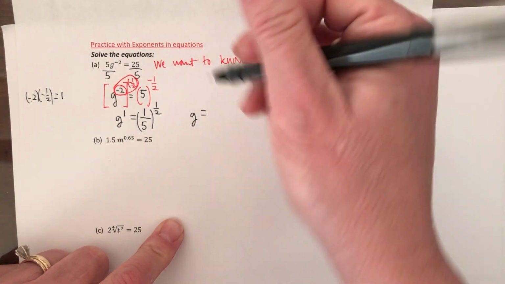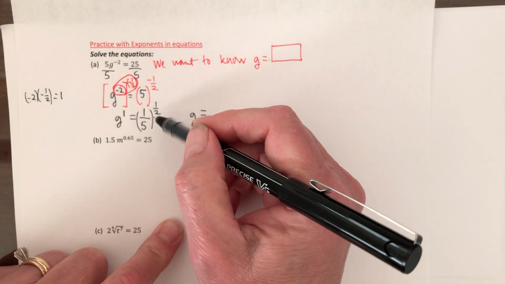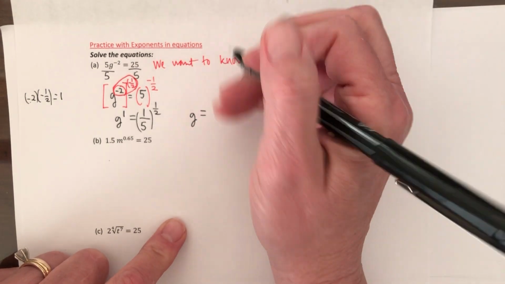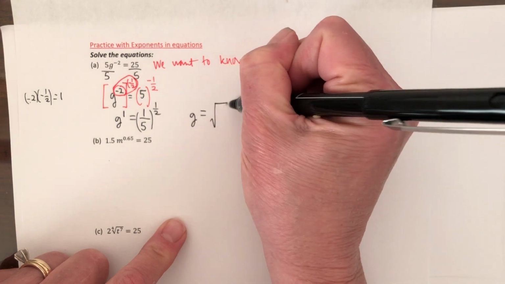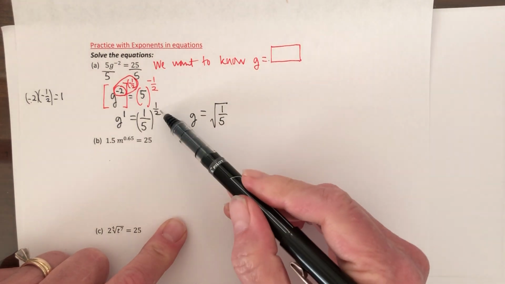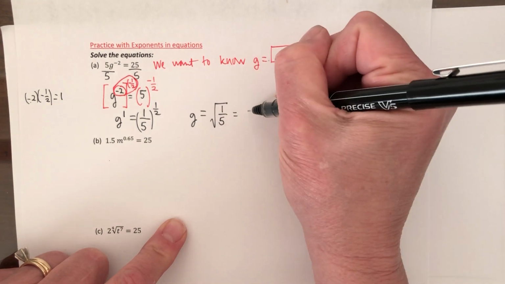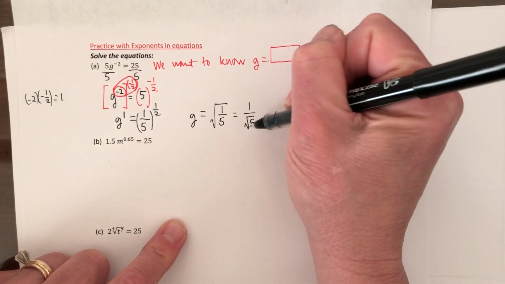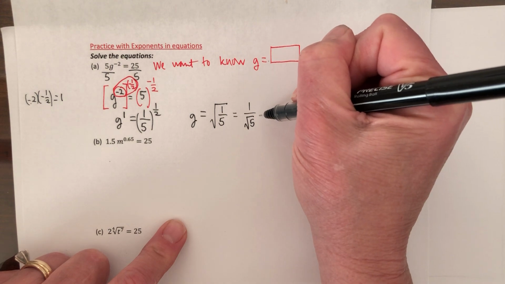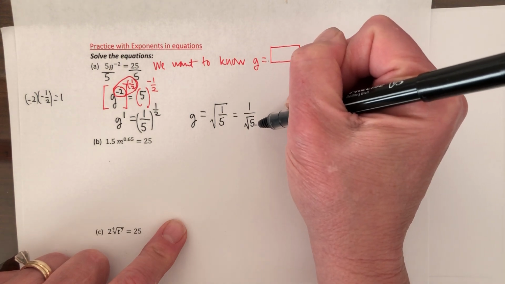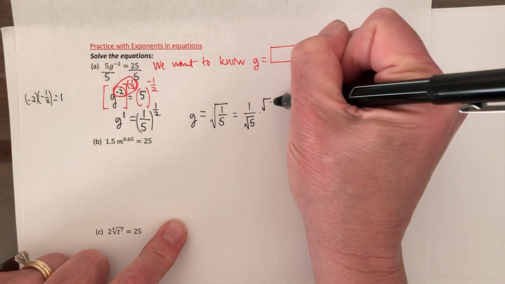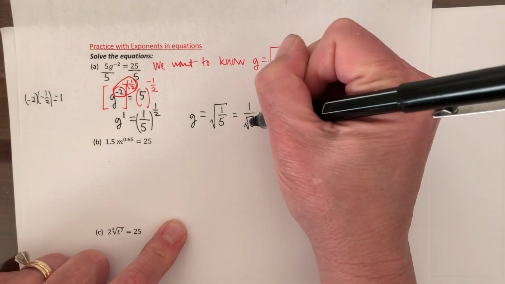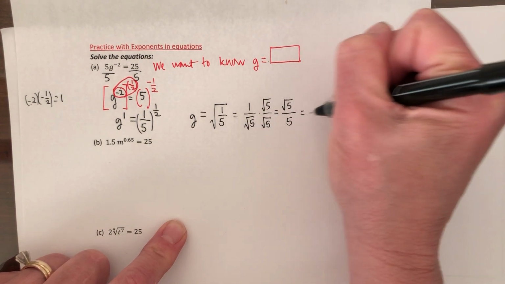Taking something to the 1/2 power, at this point we really could just put this into our calculator and get some decimal number for it. But let's just talk through the logic of it. 1/5 to the 1/2 power would be the square root of 1/5. That's what a 1/2 power means. It's a square root. This would equal 1 over the square root of 5, because it's the square root of 1 over the square root of 5, and the square root of 1 is just 1. Traditionally, you don't leave a square root in a denominator, so we do something called rationalizing the denominator. You've probably seen before. Square root of 5 times square root of 5 is 5. So this is what g is.